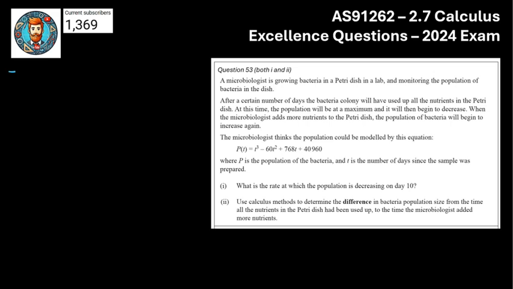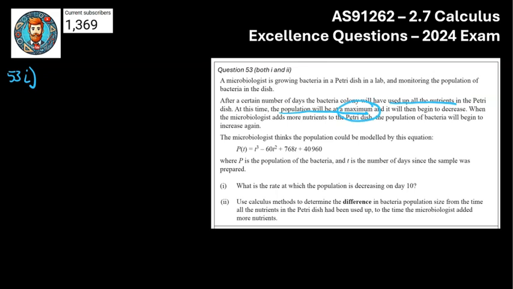So we're on to question number 53 now, and this again comprised of two parts. They did a few of these in this exam, but we've got question 53 part I, which we'll do, and then we'll worry about part II after that, and you need both to get E. So we've got a microbiologist growing bacteria in a petri dish, monitoring the population in the dish. After a certain number of days, they would have used up all the nutrients. At this time, the population will be at its maximum.